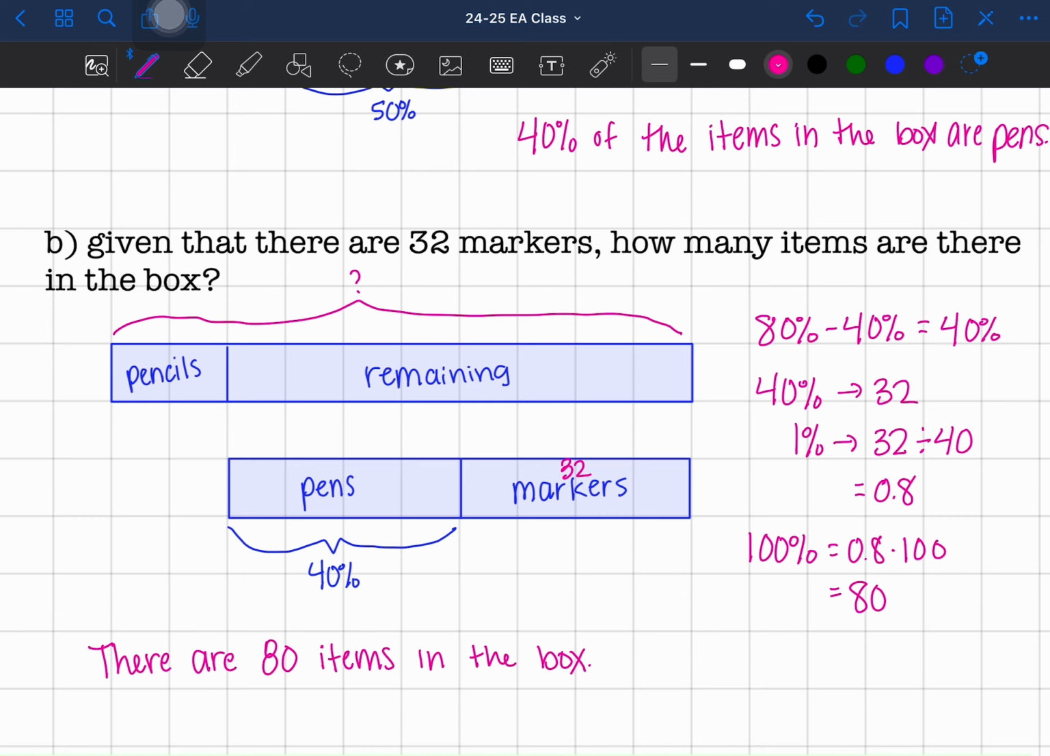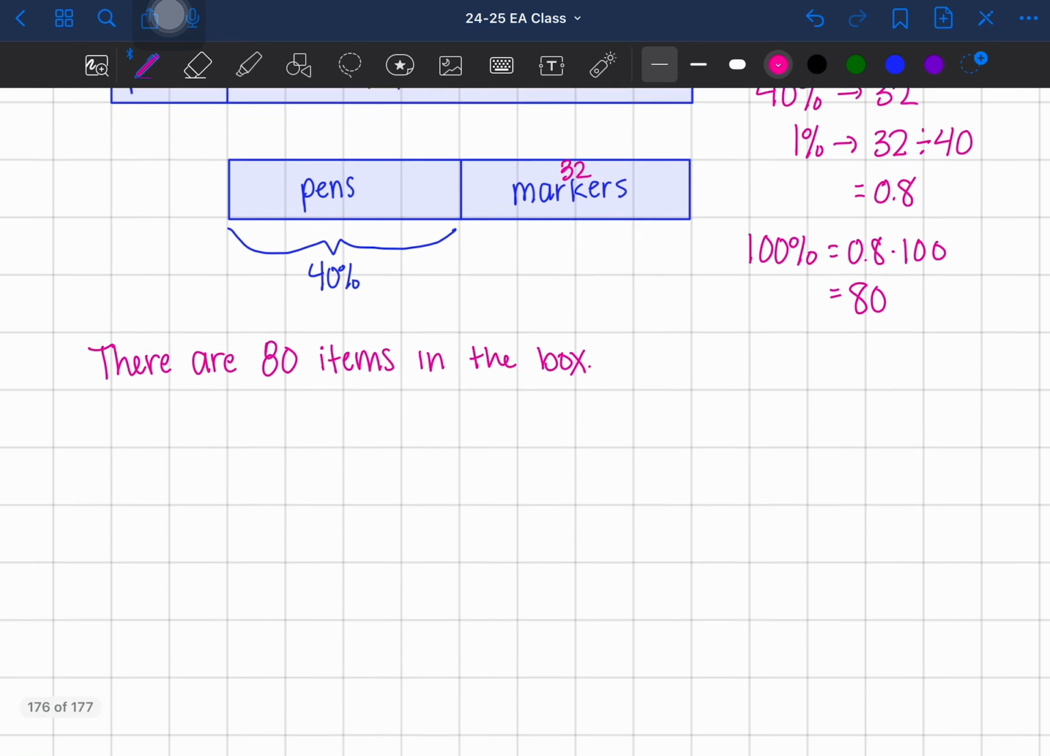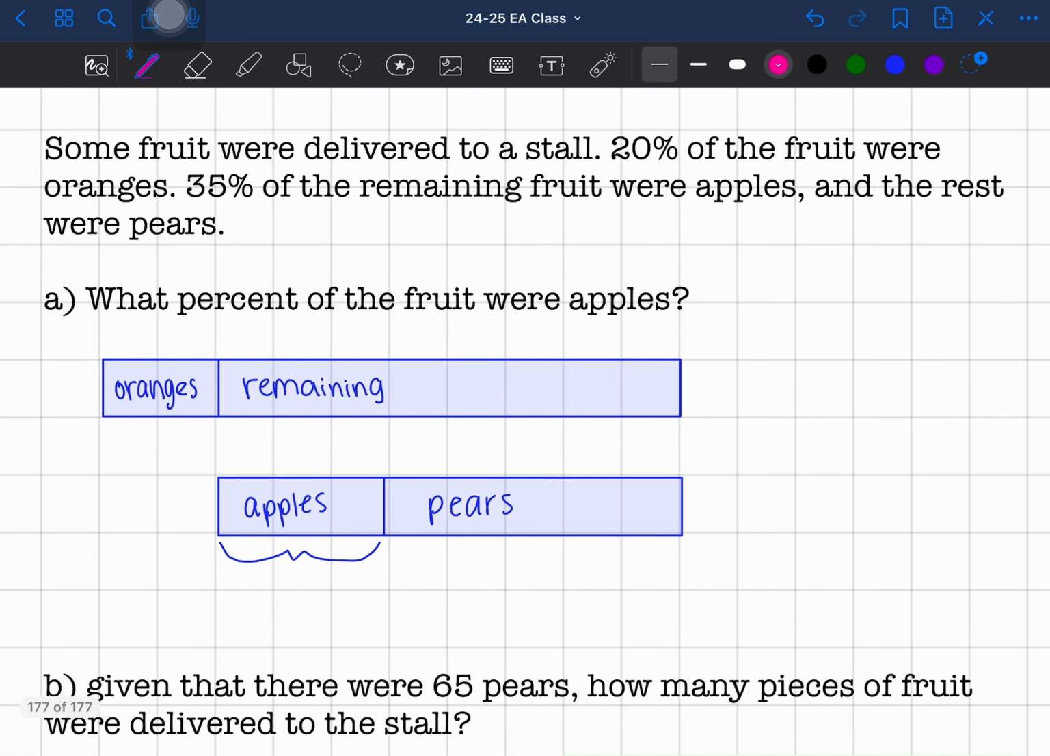And so that is how you use percents of a percent to find the answer to real world problems. This one we're going to try on your own. Some fruit were delivered to a stall. 20% of the fruit were oranges, 35% of the remaining fruit were apples, and the rest were pears. What percent of the fruit were apples? Draw your model. It's drawn for you, but you need to label it. Come back and check your work.